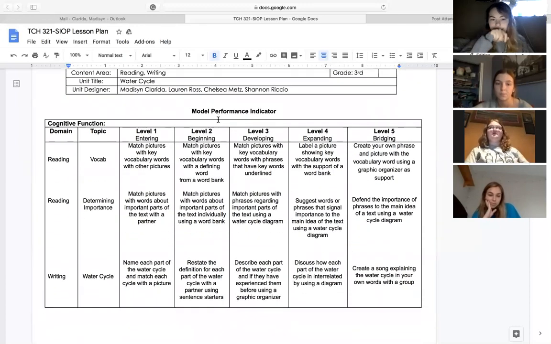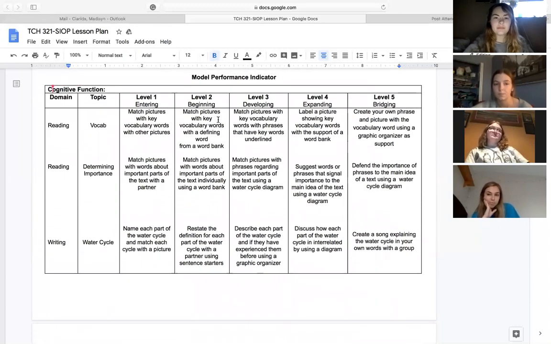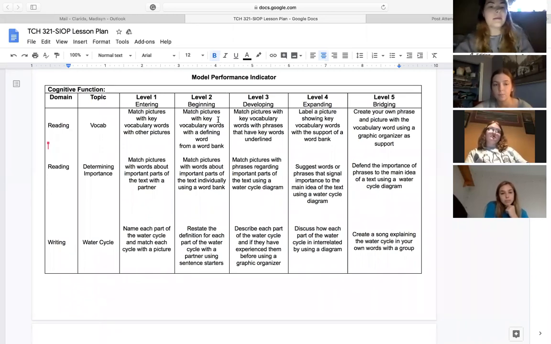And then we have the model performance indicator. So under domain is reading, topic, vocab. Level 1, match pictures with key vocabulary words and other pictures. And then 2 is match pictures with key vocabulary words with a defining word from a word bank. Match pictures with key vocabulary words and phrases that have keywords underlined.